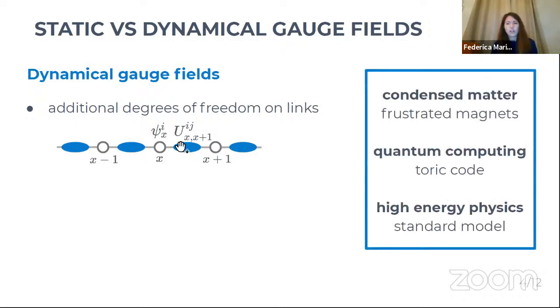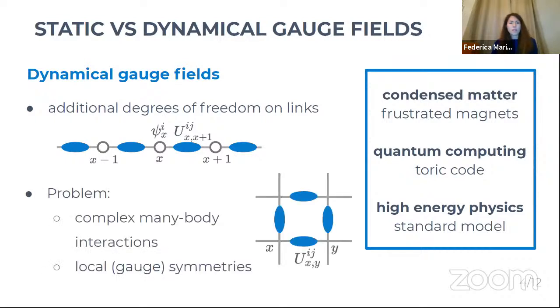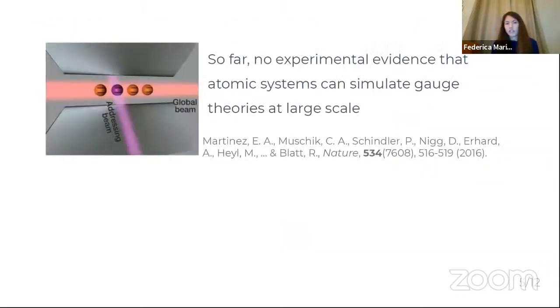This kind of models can be found in different contexts, for example, in condensed matter when you study frustrated magnets, in quantum computing, because toric codes are Z2 lattice gauge theories, and as I already mentioned, also in high energy physics. But while they are ubiquitous in physics, it is very difficult to engineer them in a controlled way. The reason is that you typically need to control complex many-body interactions like these four-body terms, and at the same time, you need to enforce some local symmetries, the gauge symmetries. So this is very, very challenging for experiments.